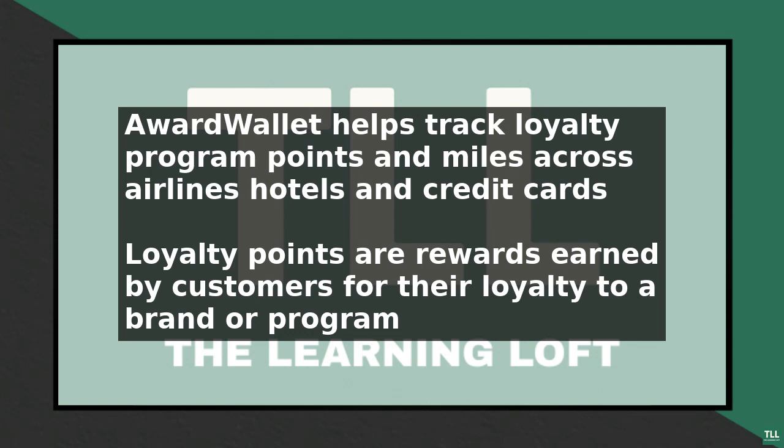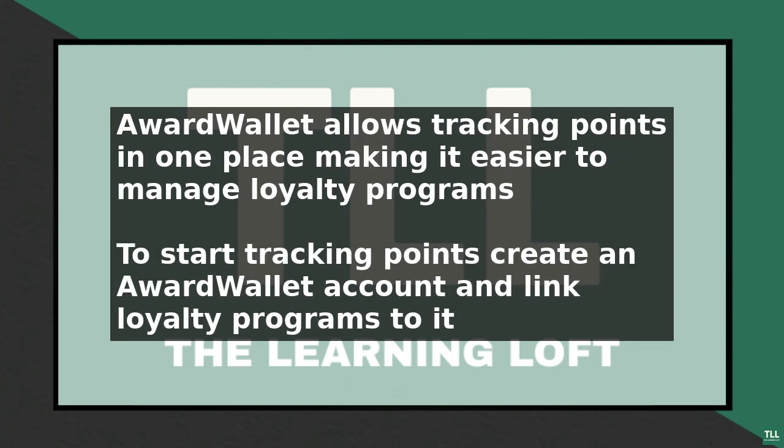To start tracking your points, you need to create an AwardWallet account and link your loyalty programs to it. This can be done by providing your loyalty program login credentials or by importing your loyalty program data from a spreadsheet. Once your accounts are linked, AwardWallet will automatically track your points balances and alert you to any changes.